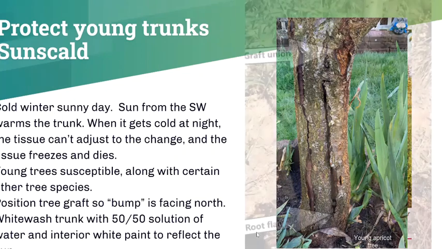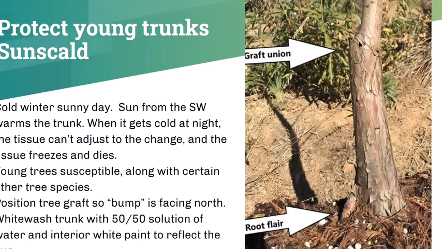And again, this is a grafted tree. This is the graft union. You can see the trunk flare here. But what you want to do is make sure that it is not facing south or west. When you put that in the ground, make sure that it's planted facing north. And that's what it would look like.